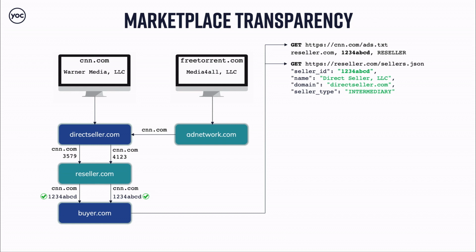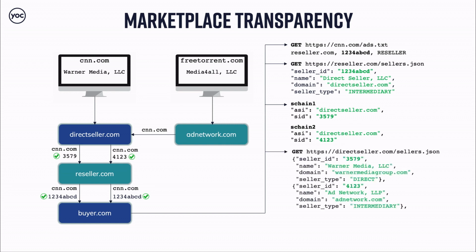The next step could be checking the supply chain object received from the reseller. In the case of the first bid request, the supply chain object and its first node would contain SID 3579, as we see on the diagram. In the second case, it would be 4123, like in the second bid request that was sent from direct seller to reseller. Still, both bid requests look fine. The next step could be checking the sellers.json file published by direct seller.